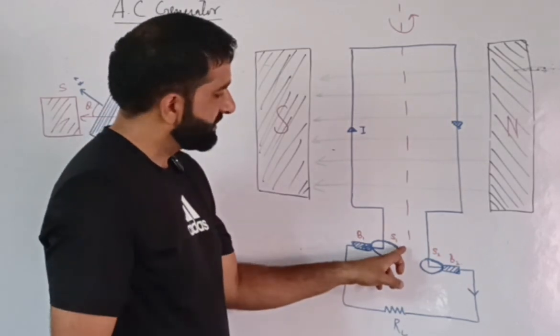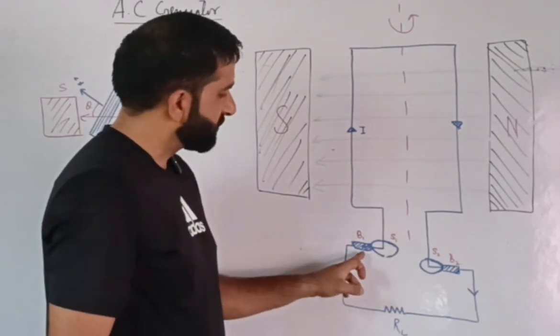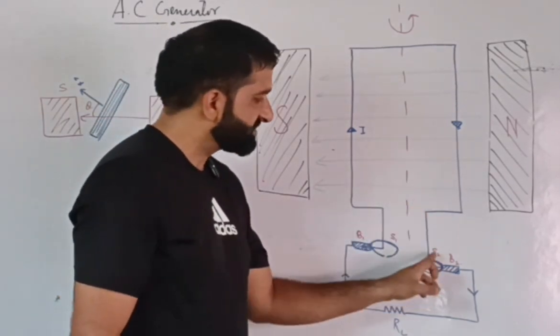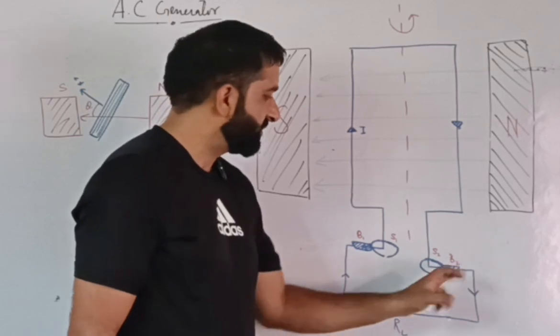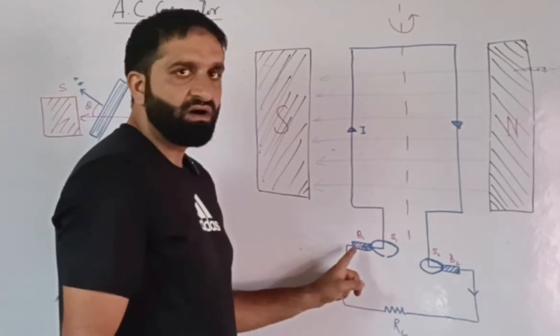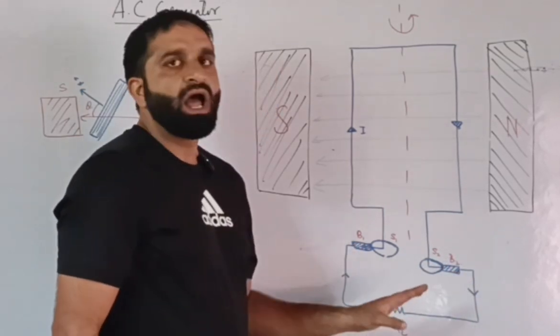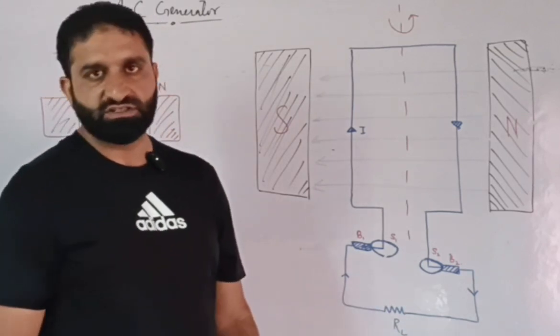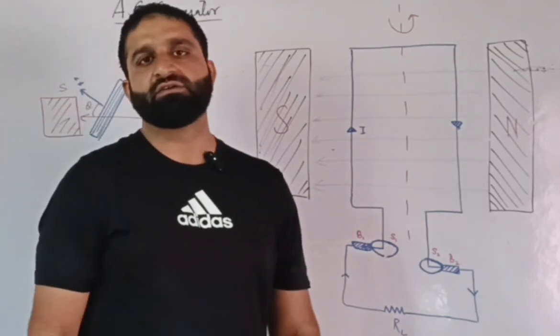From the coil, we have two connections. One is connected to slip ring S1 and that is connected to carbon brush B1. Another end is connected to slip ring S2 that is connected to carbon brush B2. These carbon brushes are connected to the external resistor across which the current or the EMF is taken to the outside of the generator or alternator.